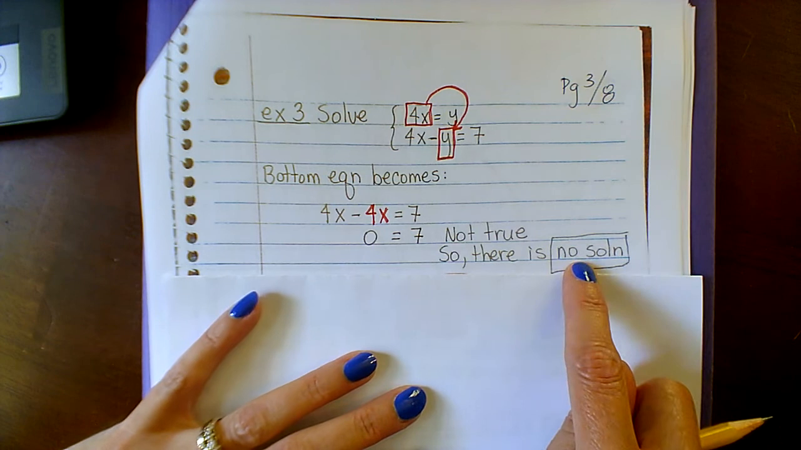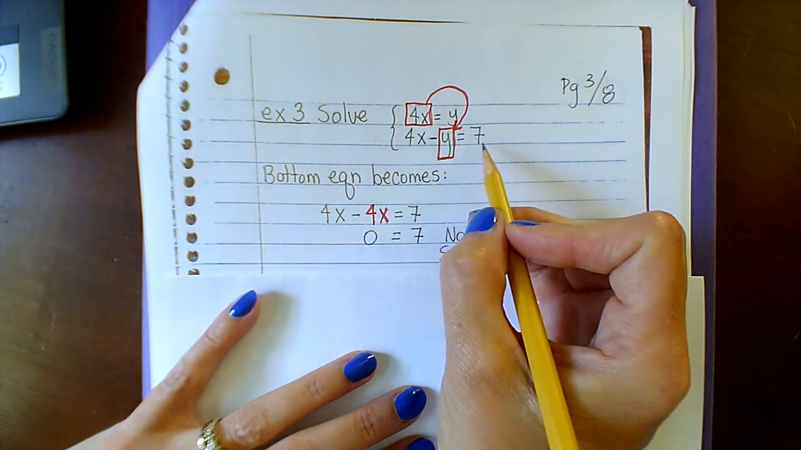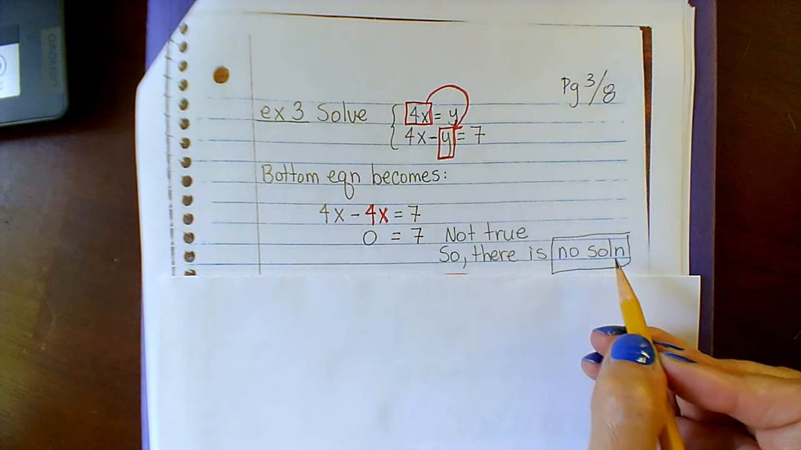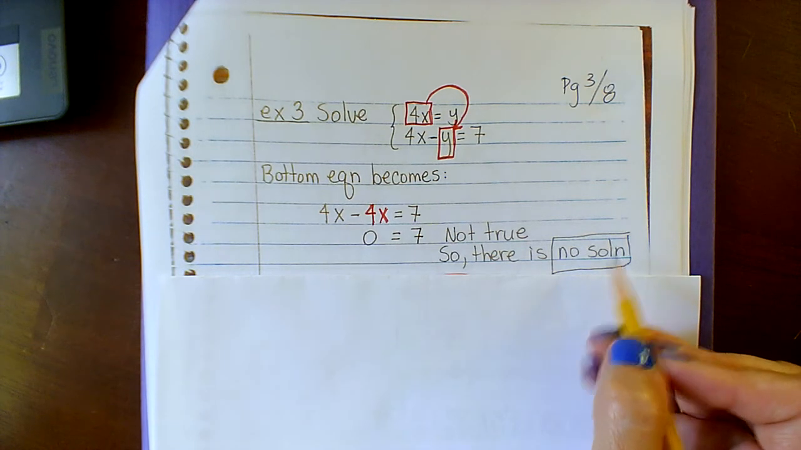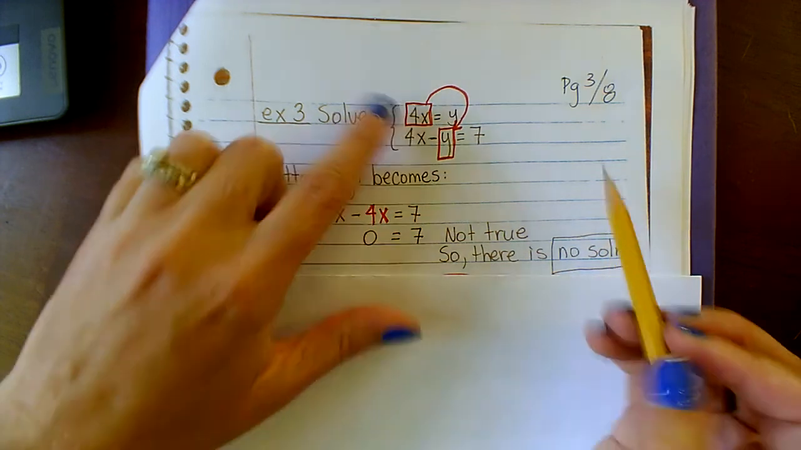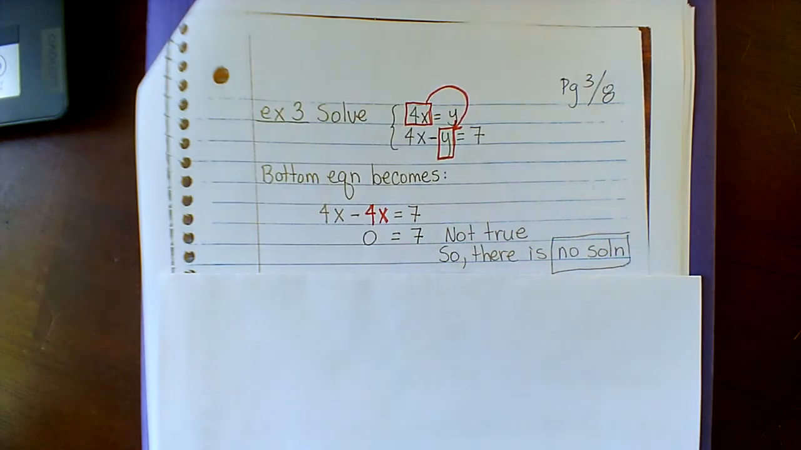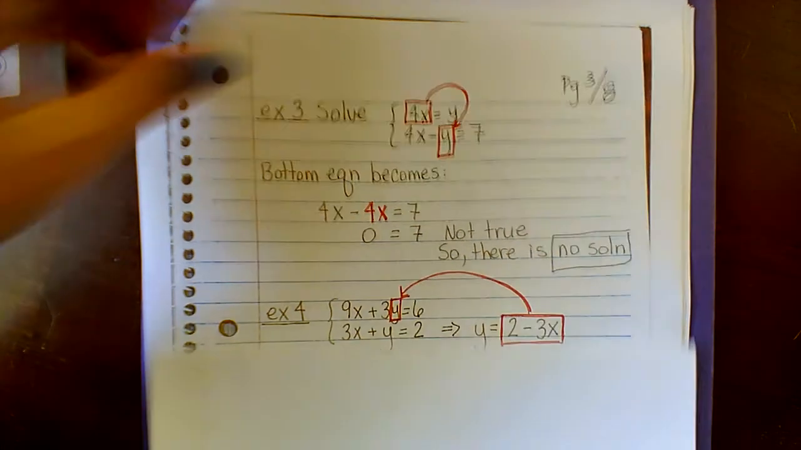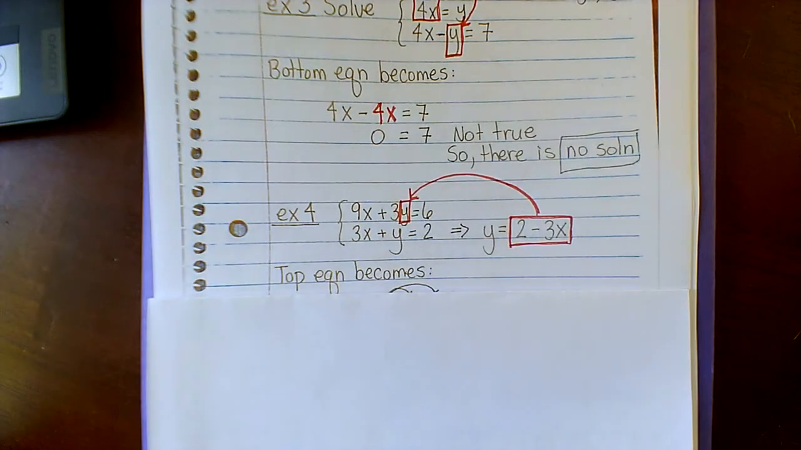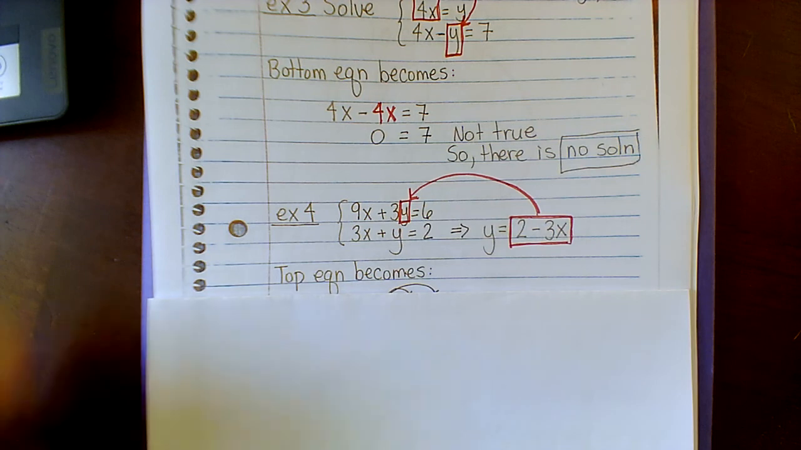So what does that translate to as far as the graph of these lines? Well, remember, if there's no solution, if it's an inconsistent system, then that means the lines do not have a point of intersection. These two equations would result in lines that are parallel. They have no point of intersection. So remember, even though I say no solution, Hawks says this is an inconsistent system. So these are parallel lines.